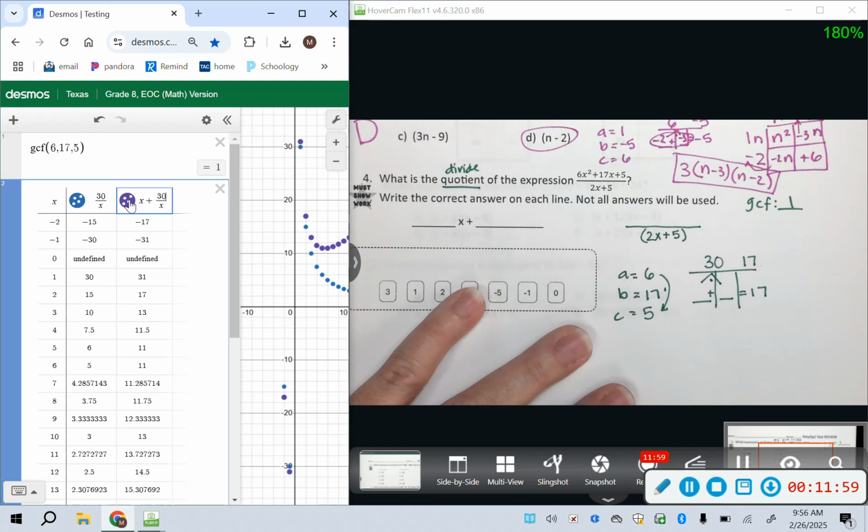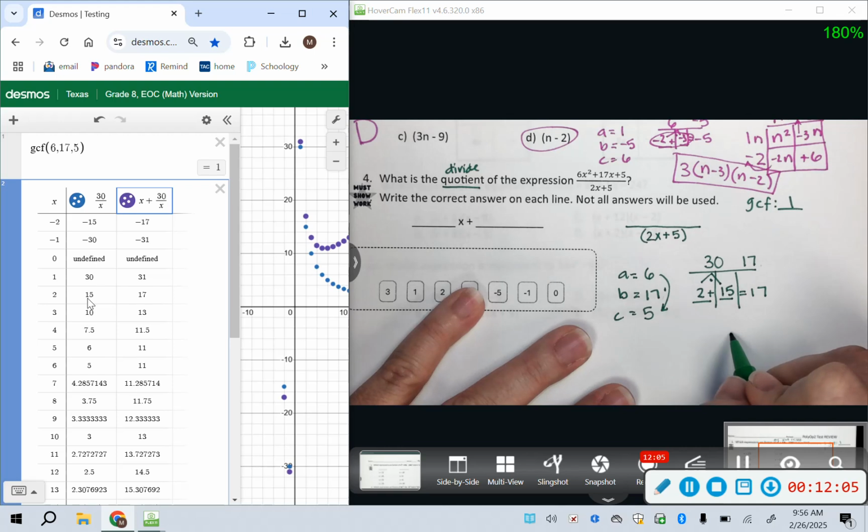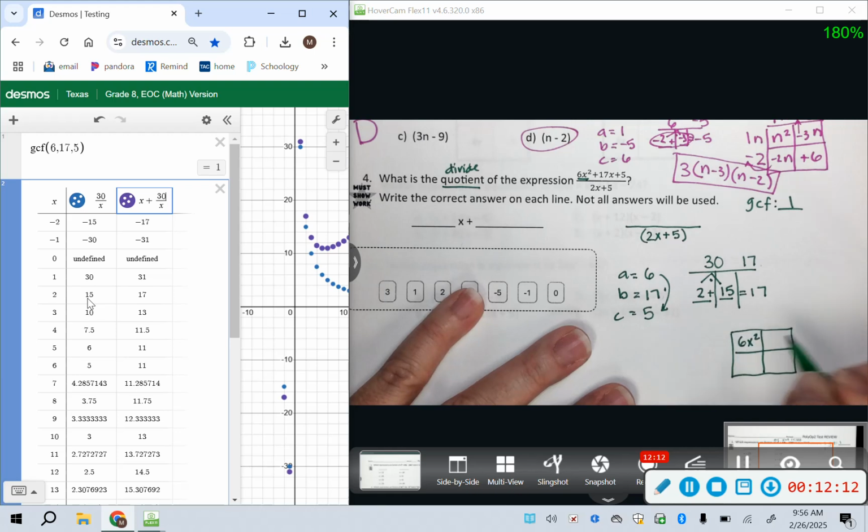And I get this. I'm looking for B is 17, which is right here, so it's 2 and 15. So I'm going to build my box. First term, first box. Last term, last box. And the middle two diagonals should add to 17x, which is what we said.